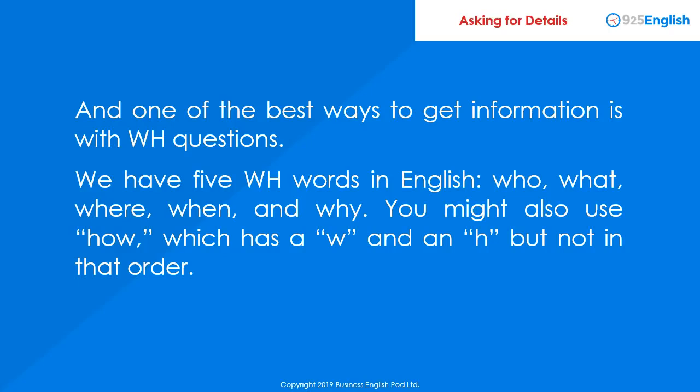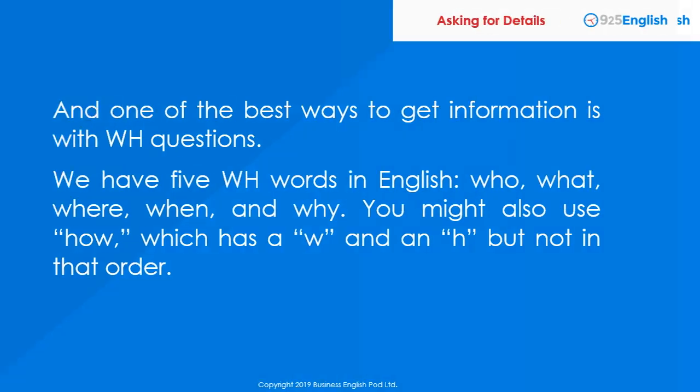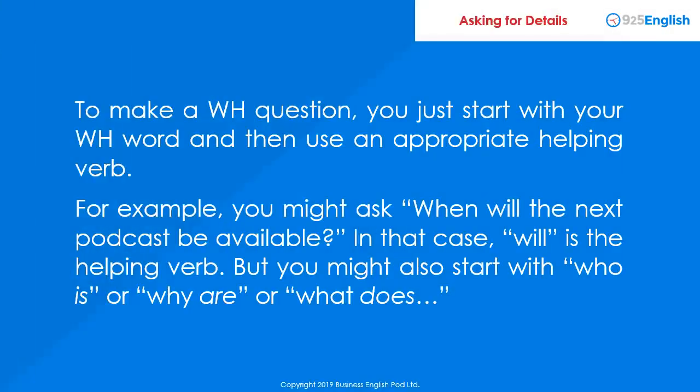We have 5 WH words in English: who, what, where, when, and why. You might also use how, which has a W and an H, but not in that order. To make a WH question, you just start with your WH word and then use an appropriate helping verb.